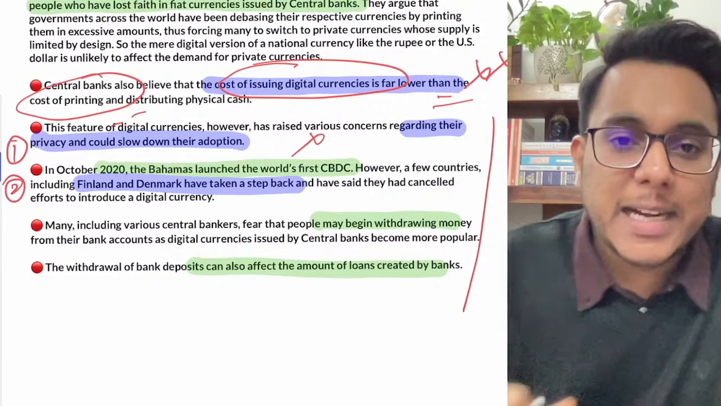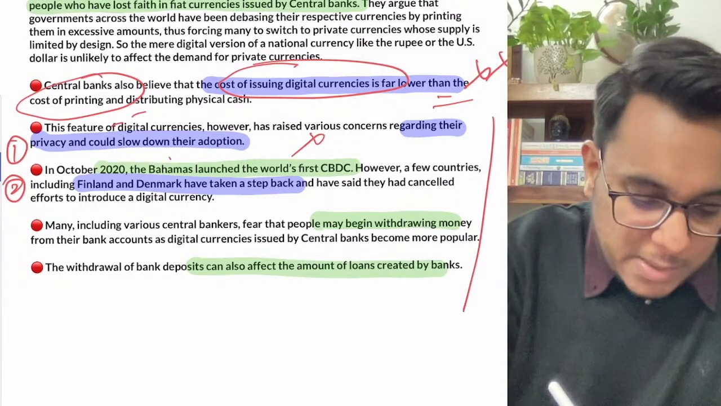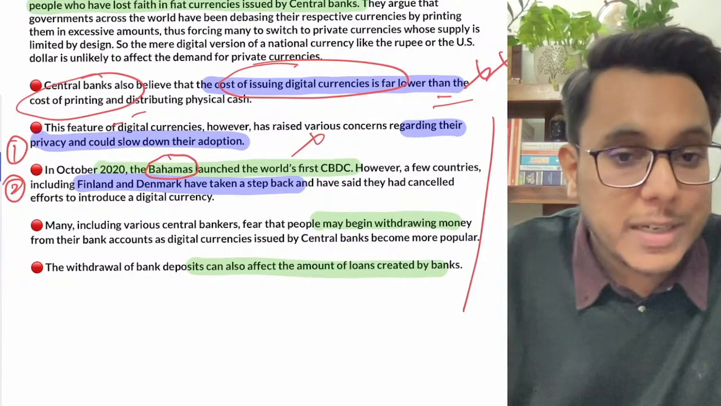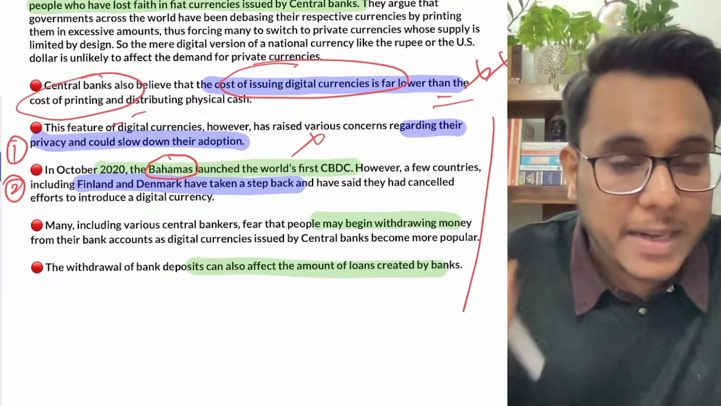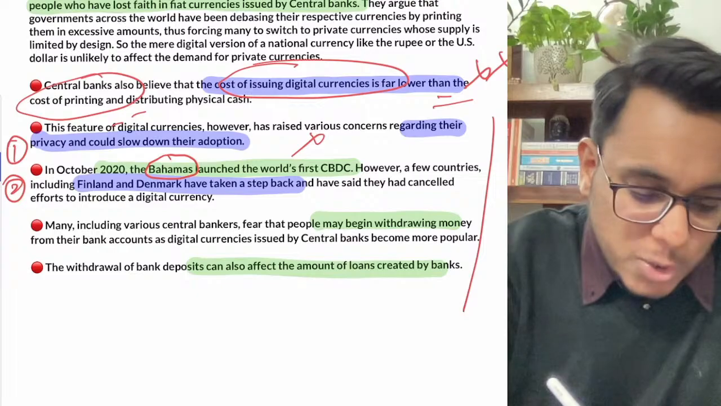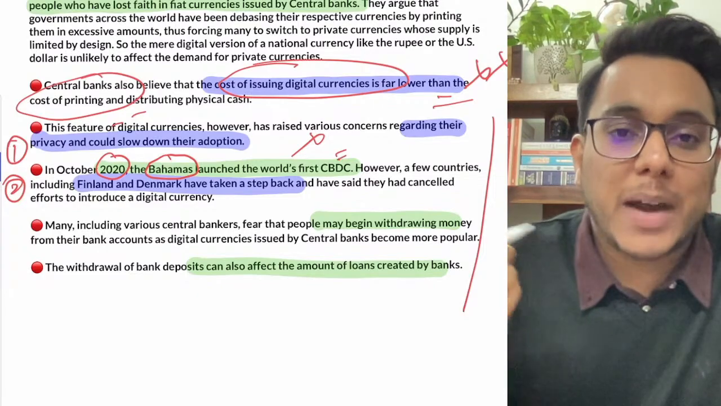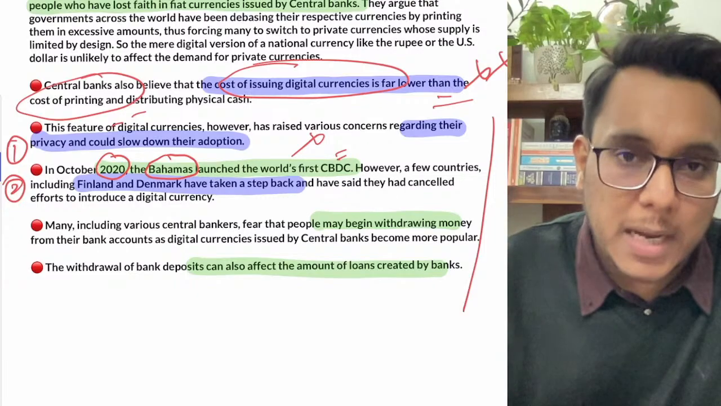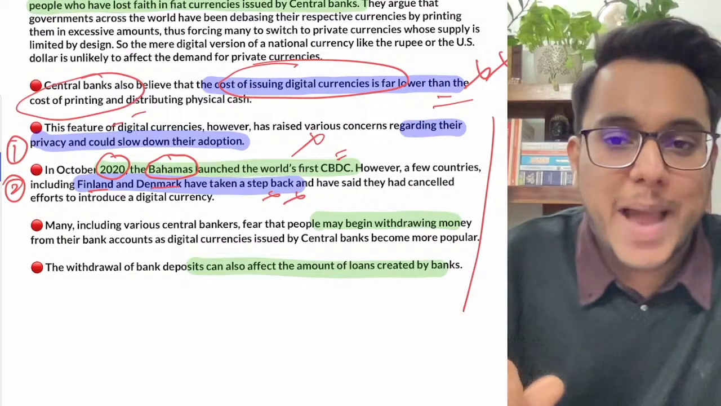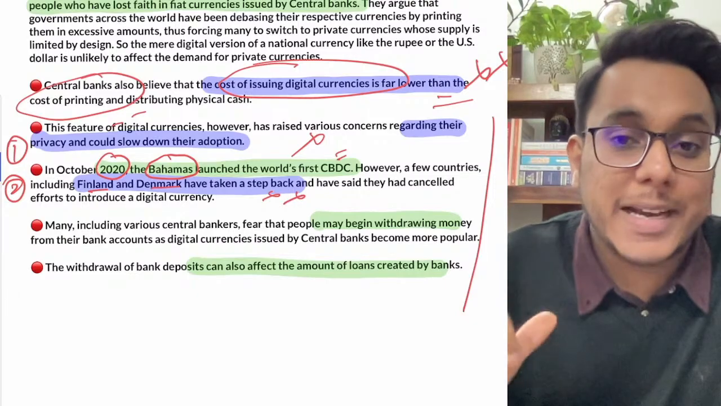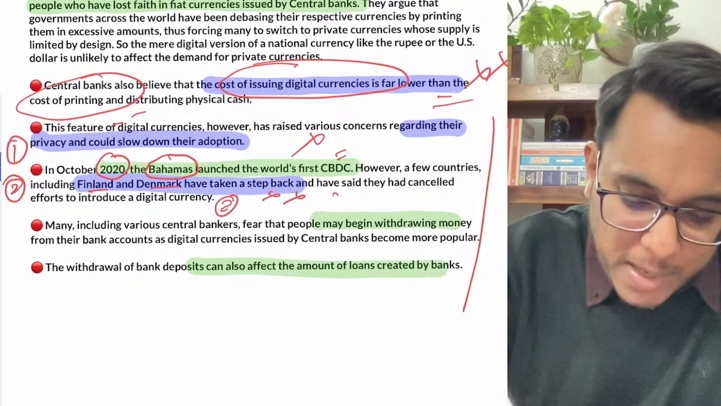After that, the second limitation, guys, is this. Keep it in your mind: which country became the first country to launch its central bank digital currency? The Bahamas had actually launched the first CBDC. But at the same time, other countries which were saying that they would come out with a digital currency, such as Finland and Denmark, have taken a step back. They say they will not release it. Why? Because of the problems. Now what are the problems? This problem is a very big problem.